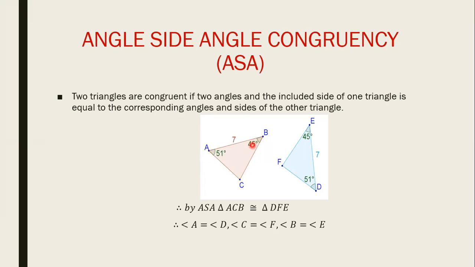See now here triangle ABC and triangle DEF. Here angle A equals 51 degrees, angle D equals 51 degrees. Angle B equals 45 degrees, angle E equals 45 degrees. Now AB is 7 centimeters, and DE is 7 centimeters. Then you can say triangle ABC is congruent to triangle DEF. Here angle A equals angle D, angle B equals angle E, and the measurements AB equals DE. So now we can say both are congruent under the ASA congruency criteria.